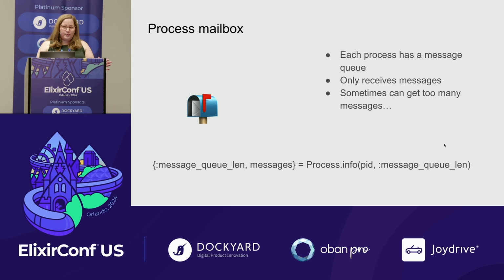So how can this be a problem? There is something called a process mailbox for each process. It has a message queue. It only receives messages, it doesn't push anything out, and sometimes it can get overloaded. So the way that you can inspect it is do a Process.info with the atom message_queue_len, and then you'll get a tuple back, and then the second part of that tuple is going to be the number of messages in that process mailbox.